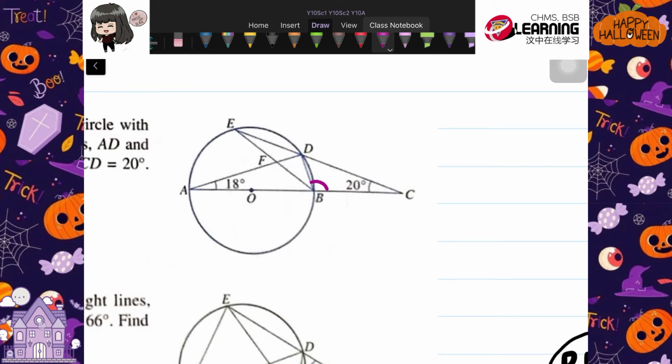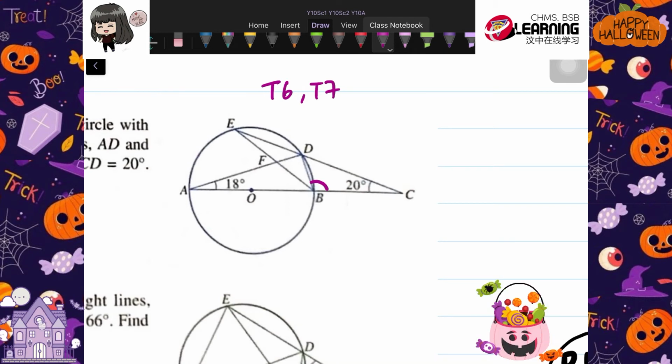Here is a combination of Theorem 6 and Theorem 7. Theorem 6 is angle in a semicircle is 90 degrees. So where is the 90 degree? Can you identify where the 90 degree is? You can pause the video and think about it first. Okay, the 90 degree is over here. This is a 90 degree. So if that is the 90 degree, what else? T7, Theorem 7.